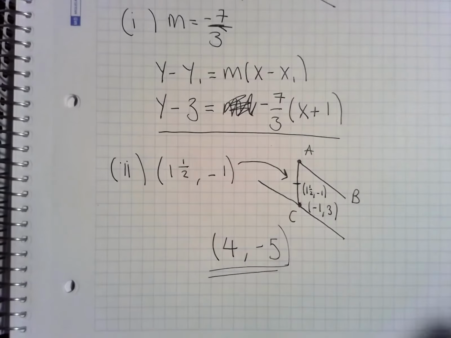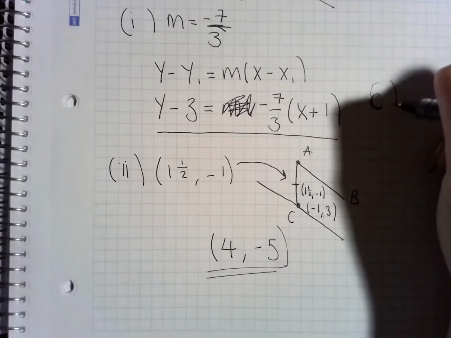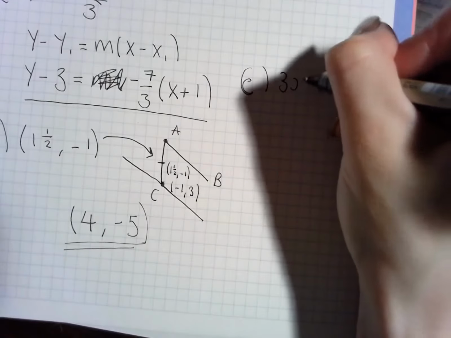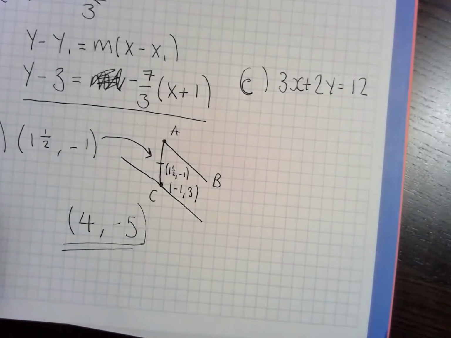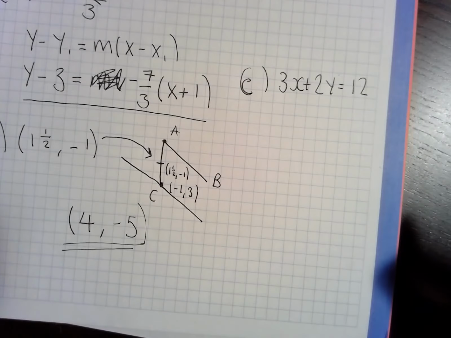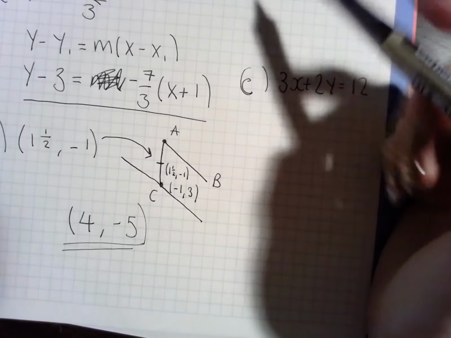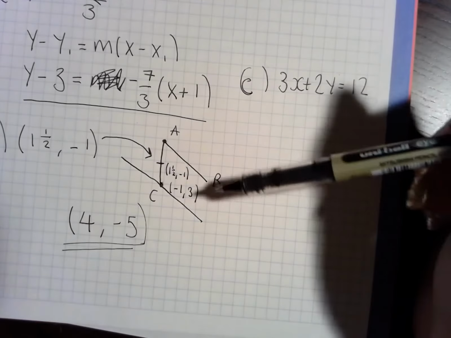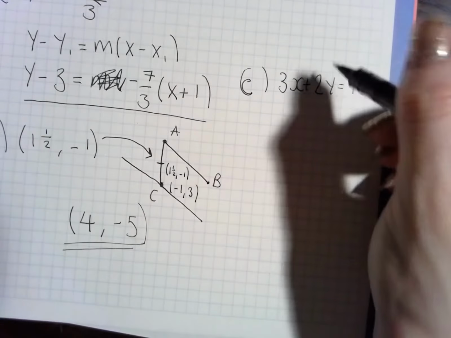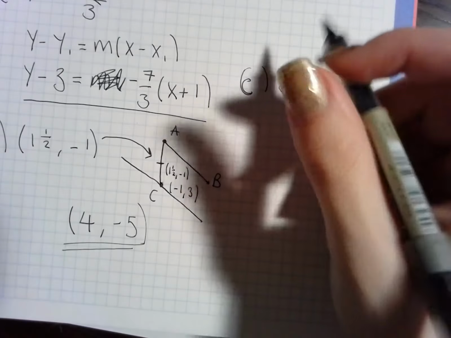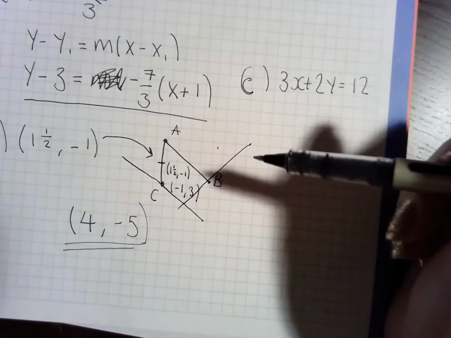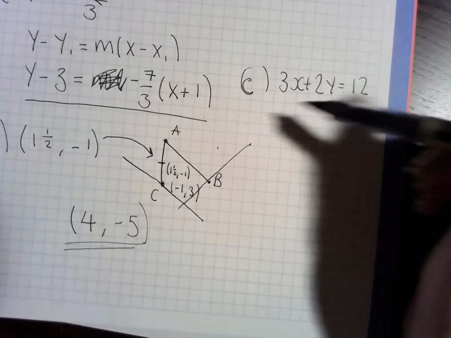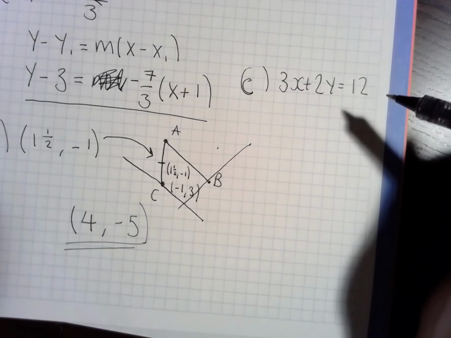Okay, so part C says the line AB intersects the line with equation 3x plus 2y equals 12 at the point B. So the line AB intersects the line with this equation at the point B. So this line is going through B. Find the coordinates of B. Basically these two lines, AB and this line, intersect at B.